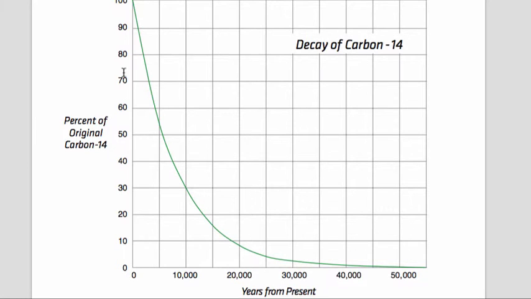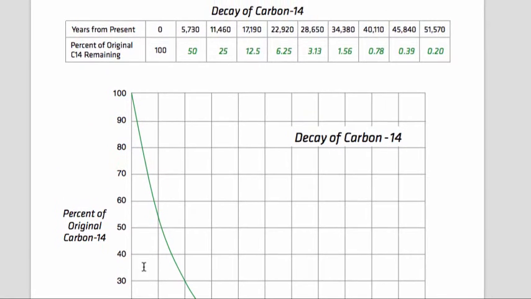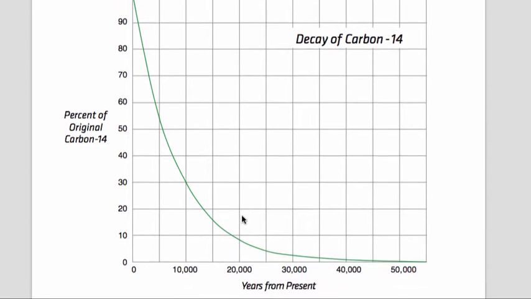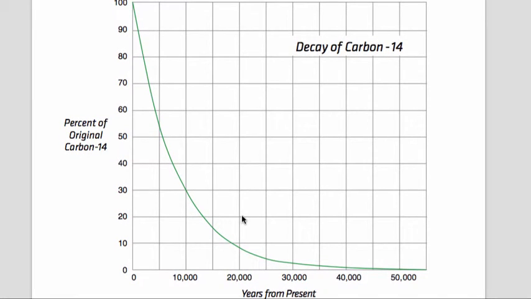They could go the other way. They could ask you how many years it would be until there's only 80% left of the original carbon. Then you can go here to 80 and interpolate down and make an estimate there, probably maybe 2,000 years, something like that. So there are two ways, making a chart and making a graph, that you can interpret.